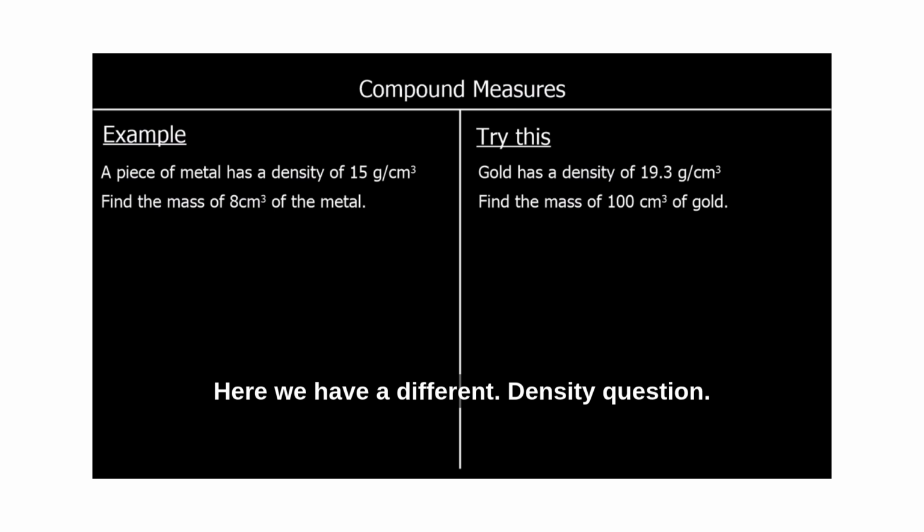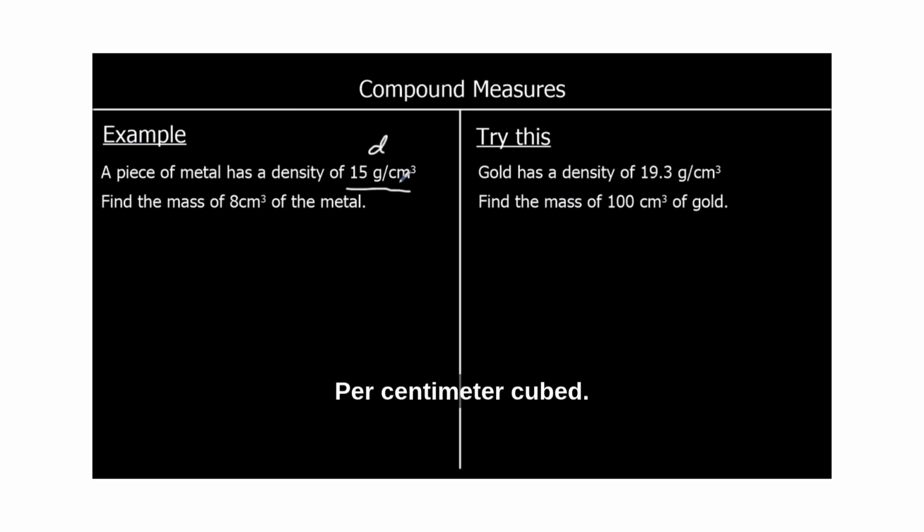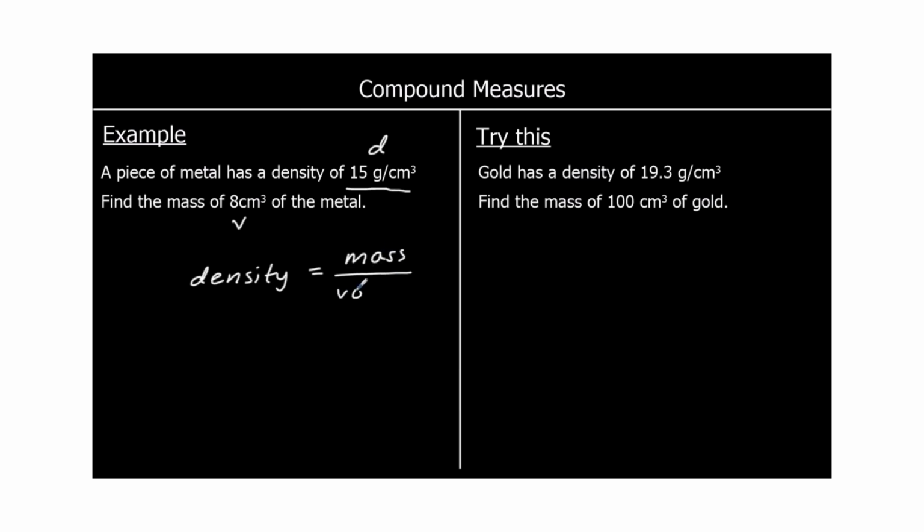Here we have a different density question. This time we're told a piece of metal has a density of 15 grams per centimeter cubed, and we need to find the mass of 8 centimeters cubed. So that's the volume of the metal. So we're finding the mass this time. So density is equal to mass over volume. And we are told density is 15 and volume is 8.